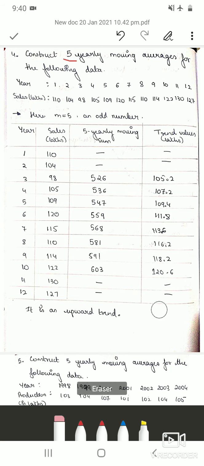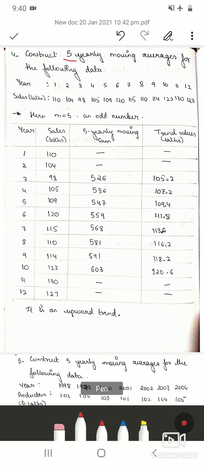Similarly, divide all the 5 yearly moving sums by 5, and we will get the trend values. In the trend values we can see the values are increasing, therefore it is an upward trend. So this is how we calculate 5 yearly moving averages.